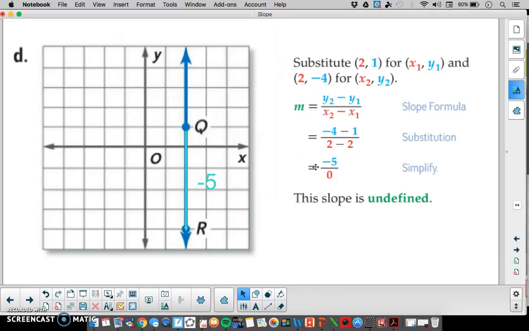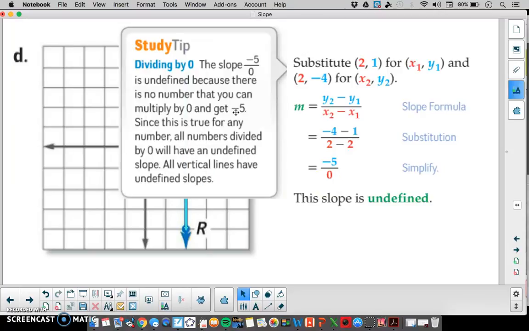And because we cannot divide by 0 and get a defined number, that's why we describe the slope of a vertical line as undefined. And we get the same result when we plug in the formula. -4 minus 1 is a -5. 2 minus 2 is 0. And so we have those vertical lines that when we divide by 0, there's no number that we could define -5 divided by 0 as. And so all vertical lines have undefined slopes.